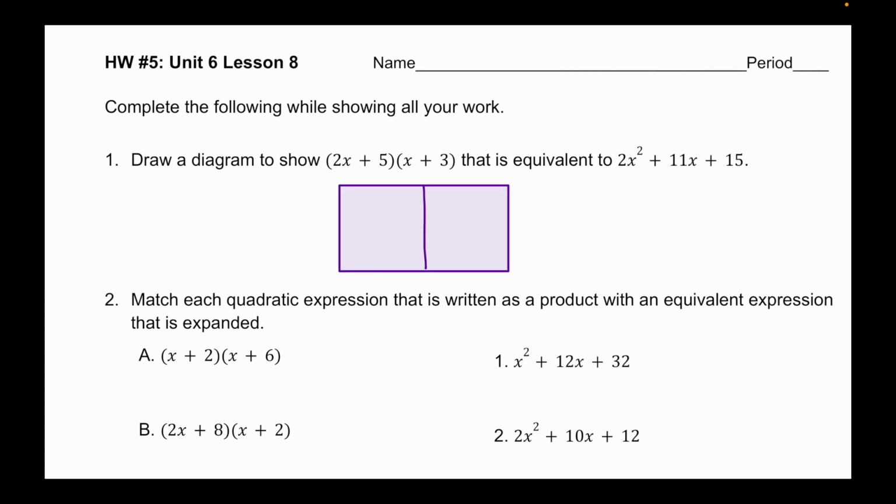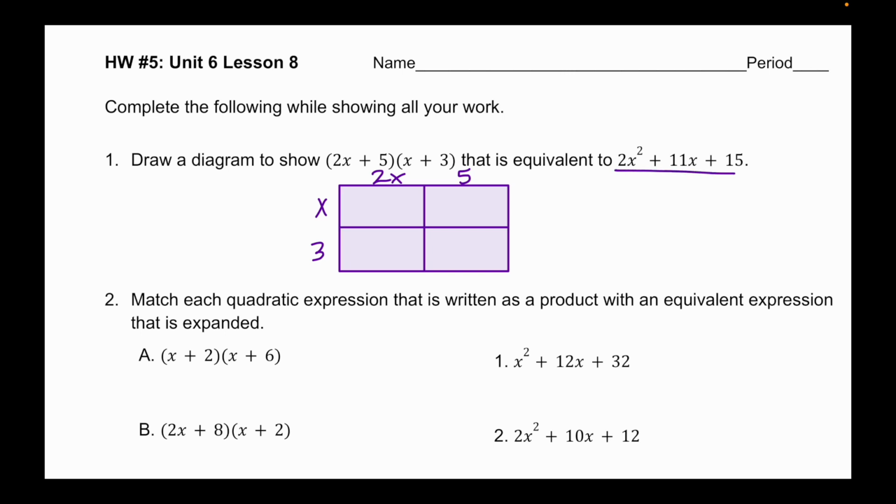So let's make a rectangle here. I'm going to split it into 4 boxes because I have 2 terms that I need to put along the top and 2 terms I need to put along the side. Along the top here, I'm going to put 2x and positive 5. And along the side, we're going to put x and 3.